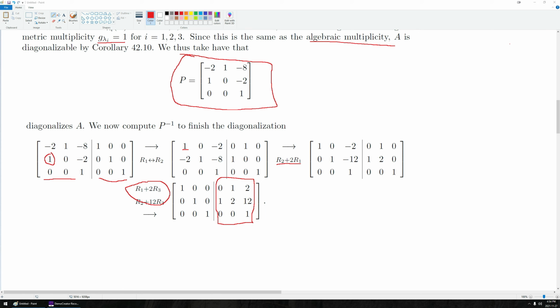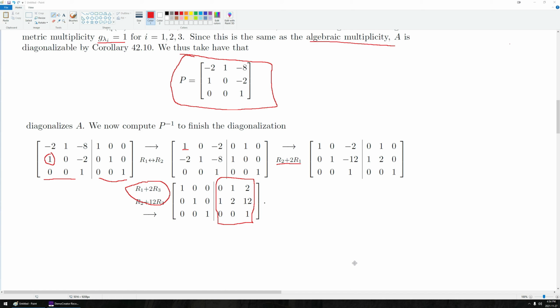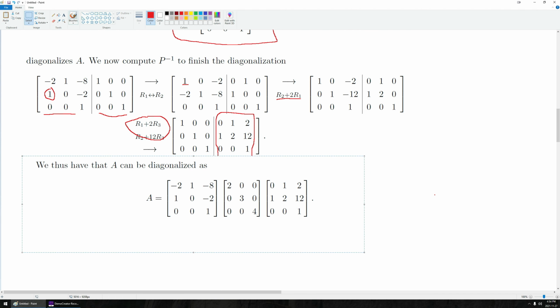Okay, so putting all this together, I now have that A can be diagonalized as P, my first matrix over here, times my D matrix. Well, how do I find the D matrix? The eigenvalues that I put on these diagonals will simply be the eigenvalues that correspond to the eigenvector of that column. The eigenvalue for this eigenvector was 2, the eigenvalue for this one was 3, and the eigenvalue for this one was 4, thus 2, 3, 4.